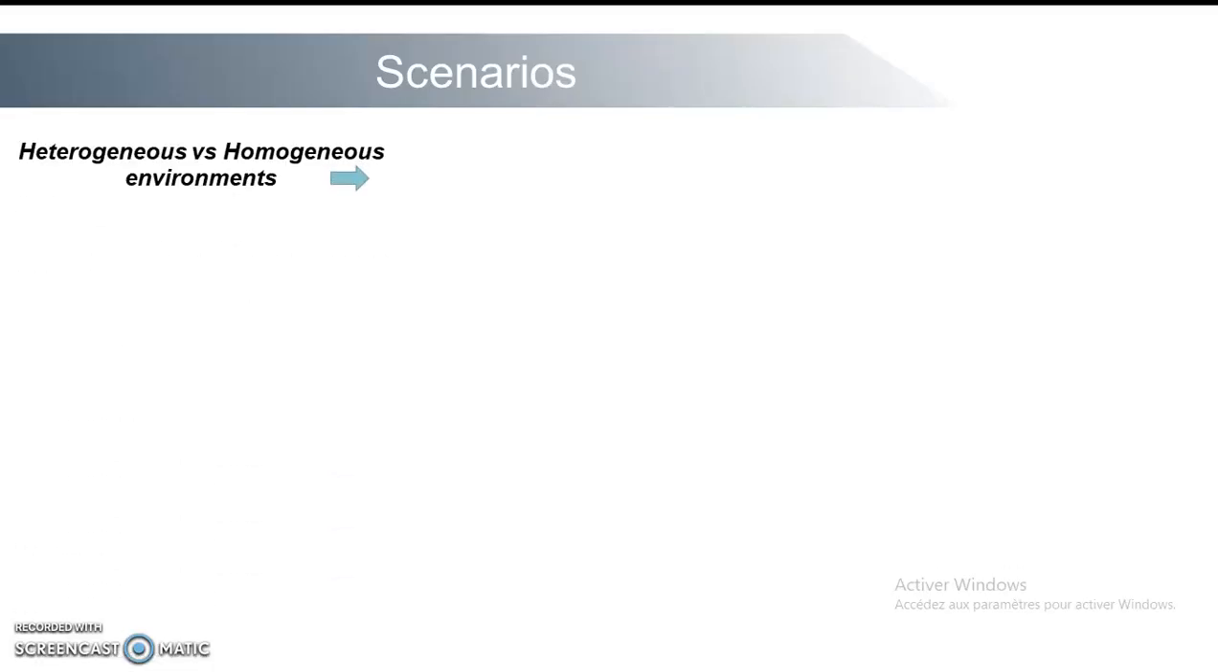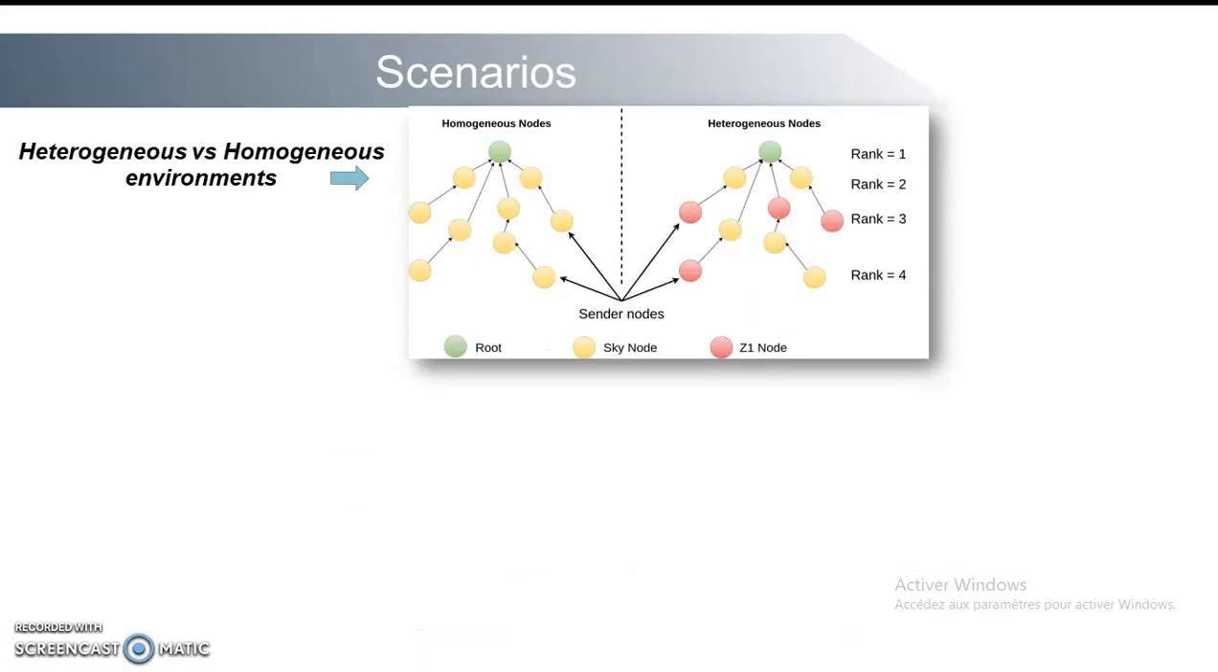The first scenario is heterogeneous versus homogeneous environment. Homogeneous nodes are of the same type and have similar characteristics, for example, all nodes are of type Sky mote, while heterogeneous nodes refer to various types of nodes with different characteristics, for example, Sky mote and Z1 mote.